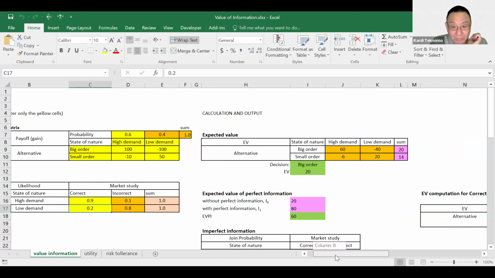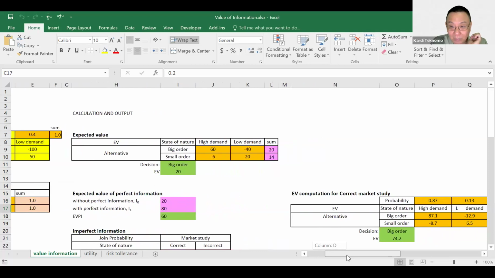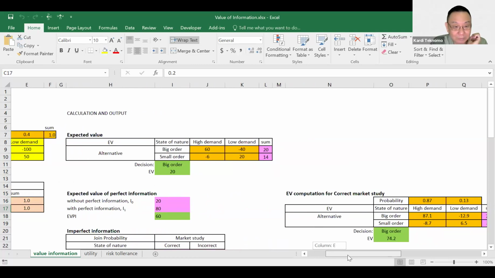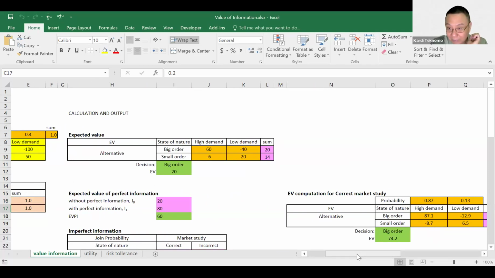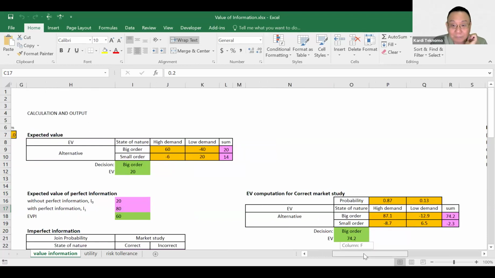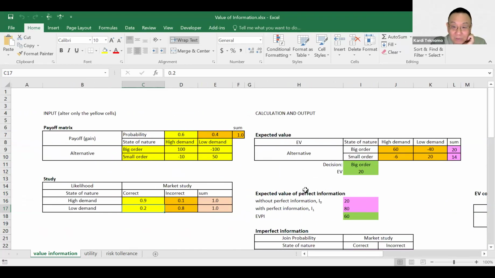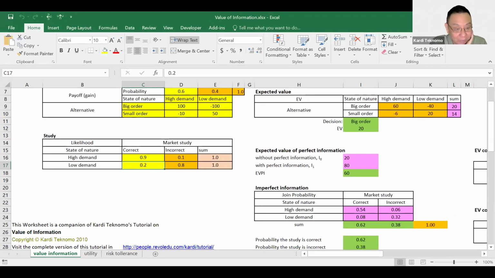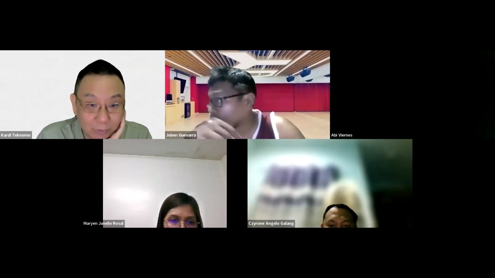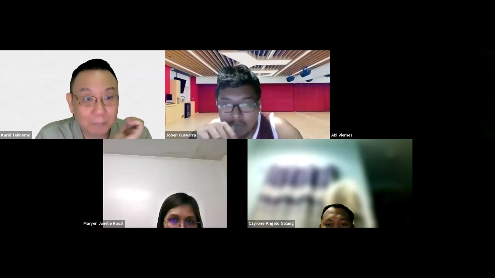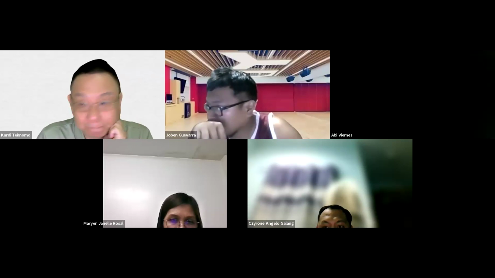From there, we can compute something else, which is what is called the expected value of perfect information and so on. Let me show you first in the slide before this, so that you can get a better understanding.